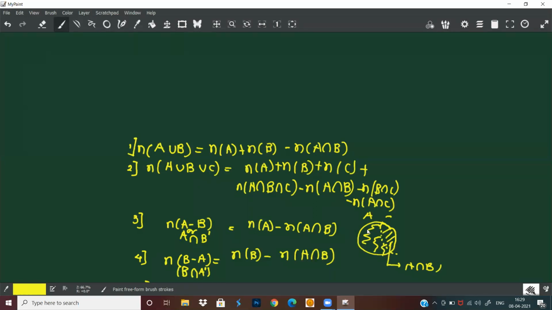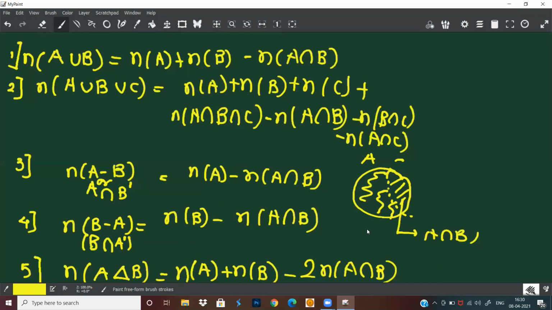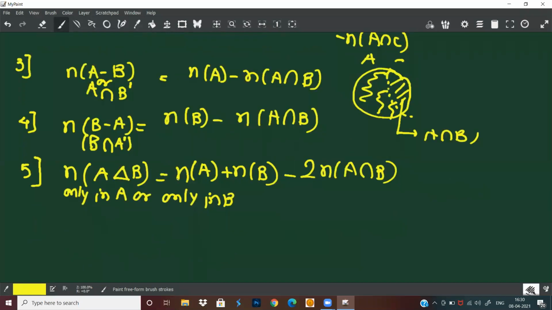That is called symmetric difference. Symmetric difference, इसका मतलब है only in one of them. A में है, B में नहीं है, और B, yes.